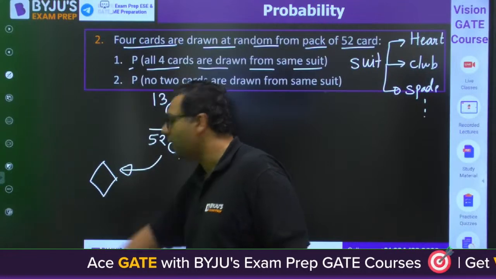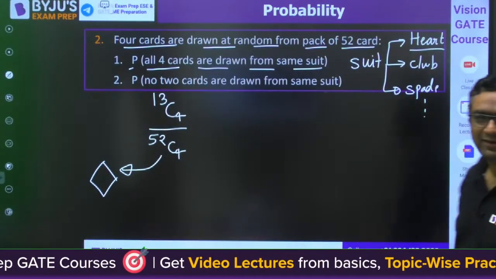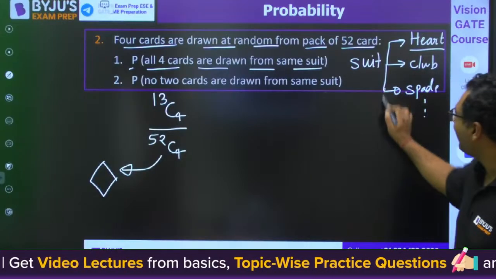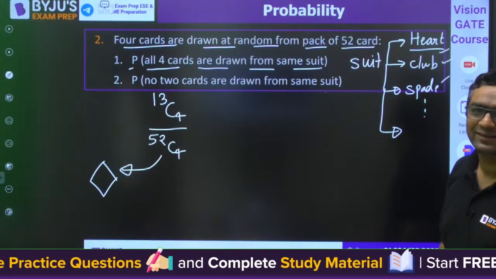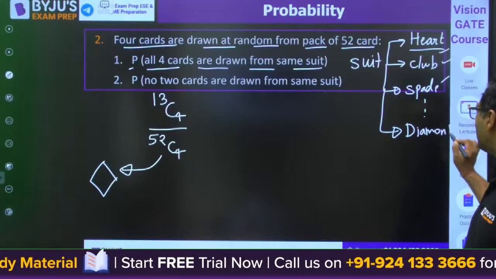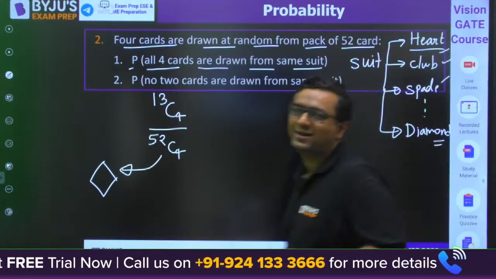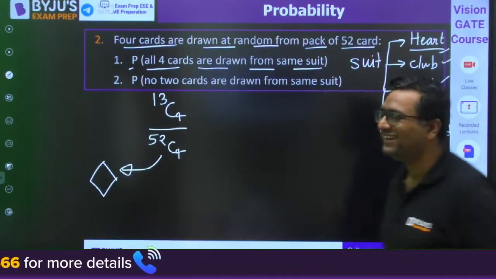Sorry, from the heart. One is heart, other is club, other is spade. What is the 4th one? Diamond. Okay. So that is why those students who are playing the cards face problems with the English names. That's why I am writing like this.